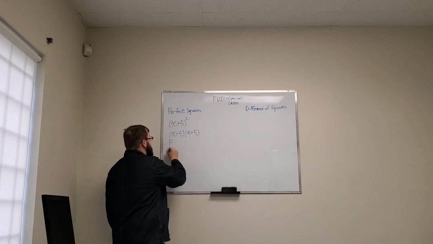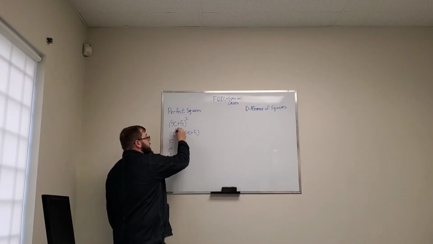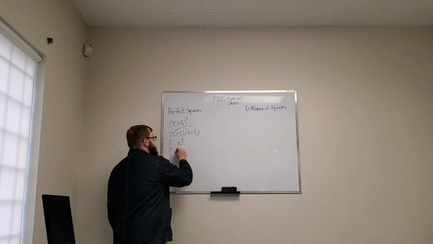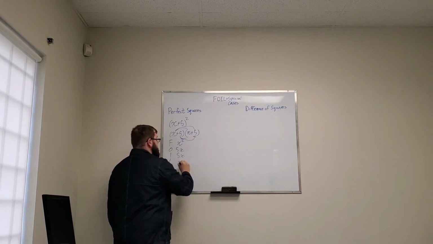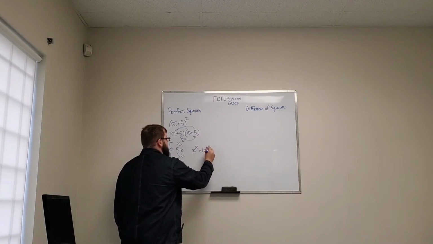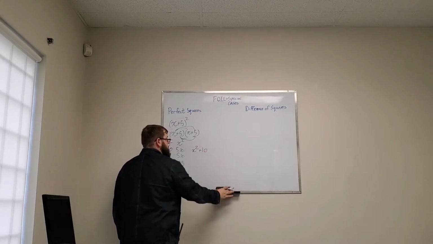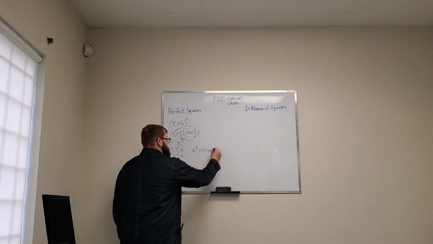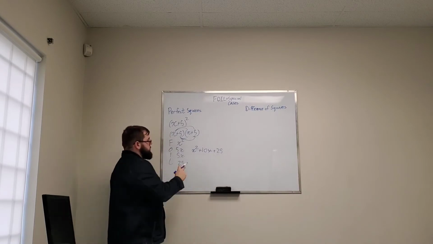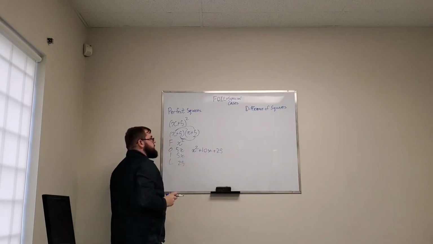So again, FOIL: x times x, 5 times x, 5 times x, 5 times 5. Again, put it all together, and we get x squared plus 10x plus 25. So x squared plus 10x plus 25.